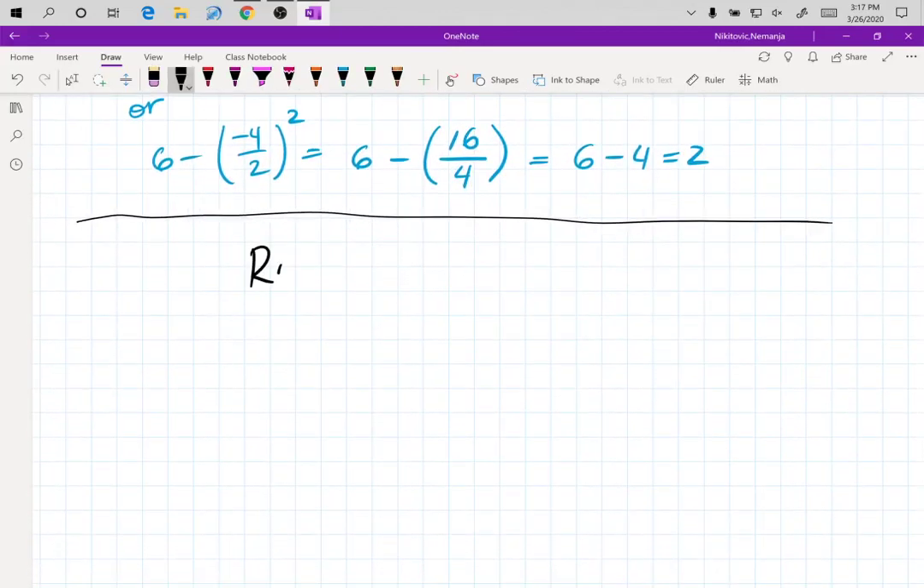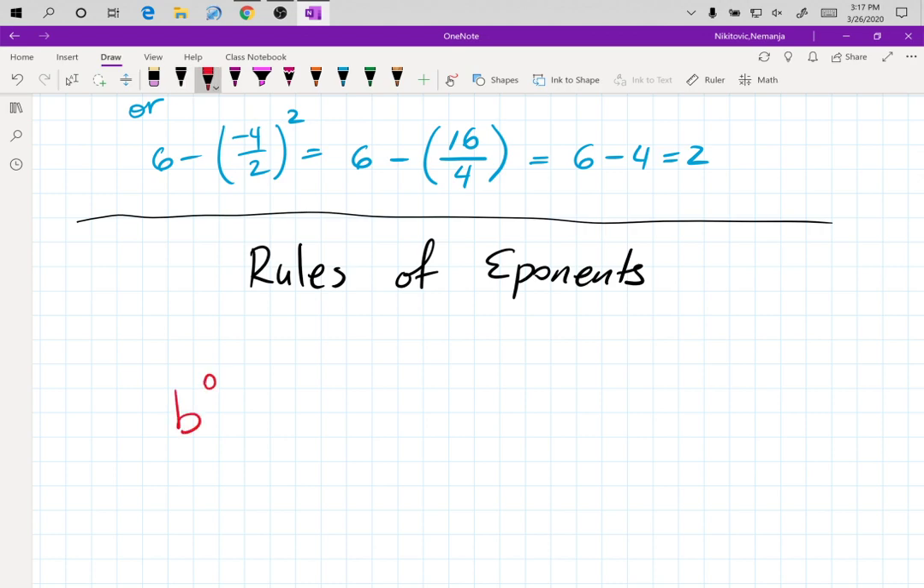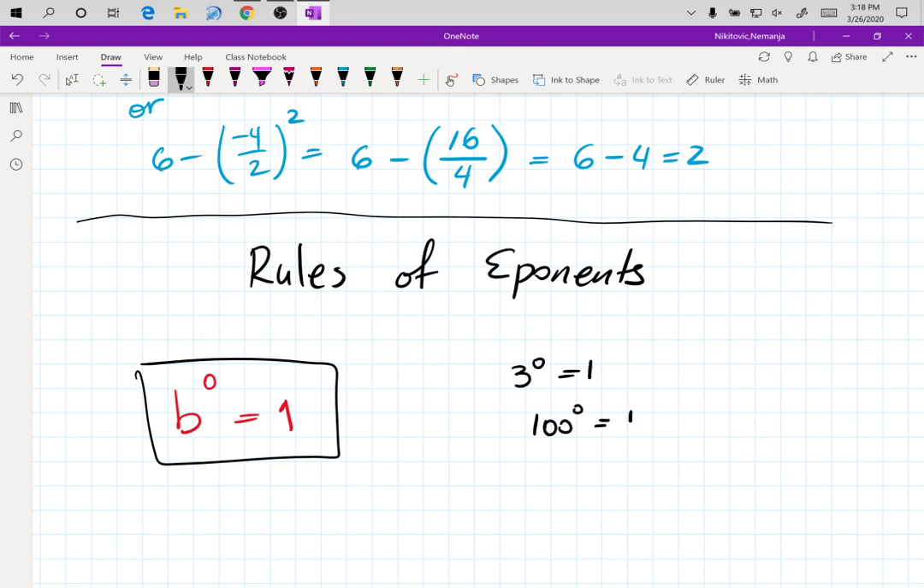Now, what are the rules of exponents? This is the title of today's lecture, right? Well, the first rule is that when you raise any number to 0, you will get 1 as the answer. So 3 to the 0 is 1, 100 to the 0 is 1, 1/2 to the 0 is 1, right? And so on. These are all examples.